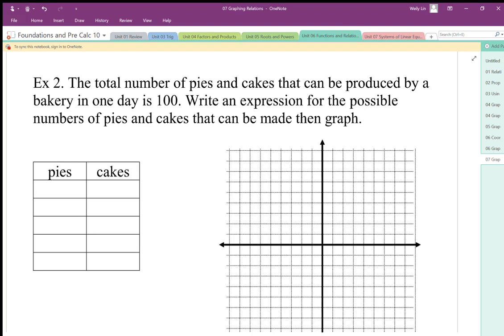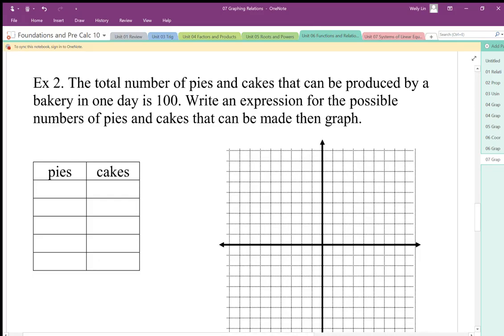Example 2 has a relationship in words. So it says here that the total number of pies and cakes that can be produced by a bakery in one day is 100. So write an expression for the possible numbers of pies and cakes that make the graph.